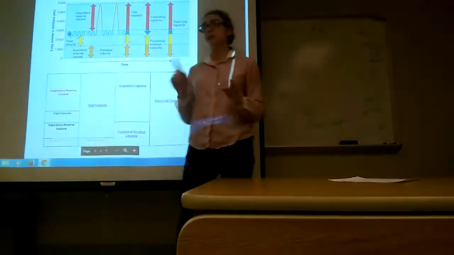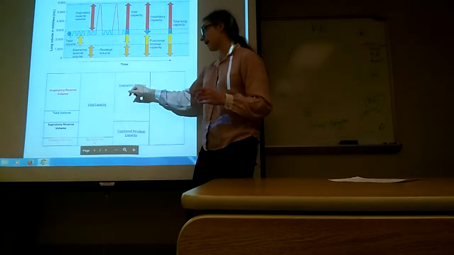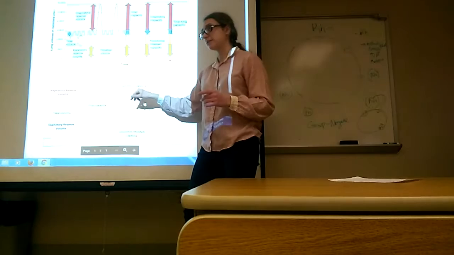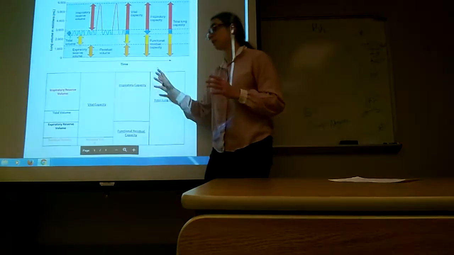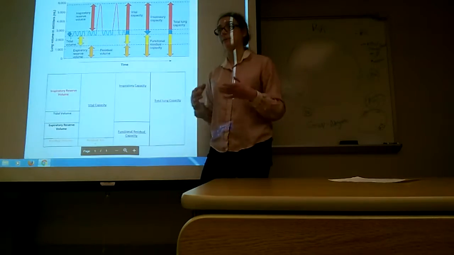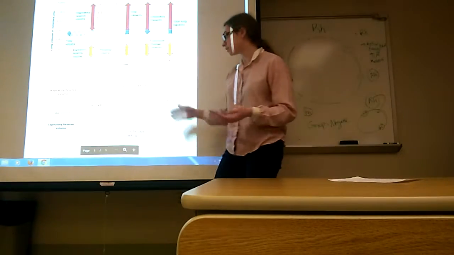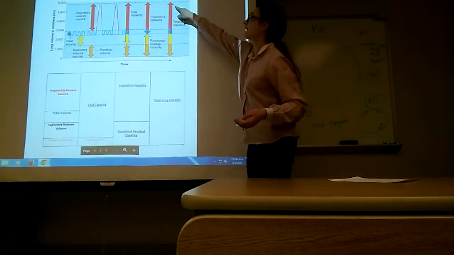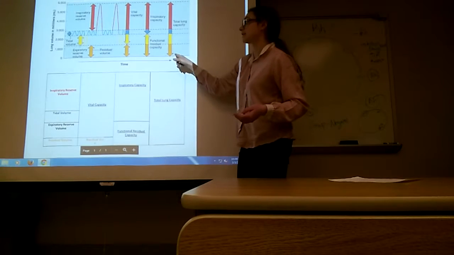Whenever you have an equal sign, it's always going to equal a capacity. It's always going to end in a C. Does that make sense? So a capacity is made up of volumes. Volumes, you add them together. Total lung capacity is going to be all the volumes. So this is this big arrow right here, the total lung capacity.